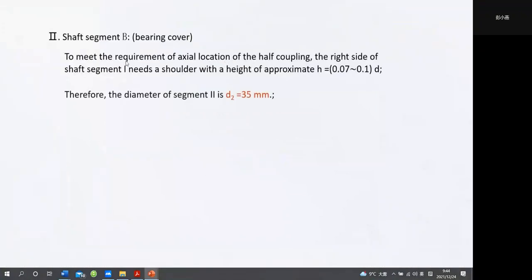For segment B, to meet the requirement of axial location of the half coupling, the right side of segment one needs a shoulder with a height of approximately H, which should be within this range. And therefore, the diameter of segment two, D2, is 35. Any problem? So, 35. The height of the shoulder.